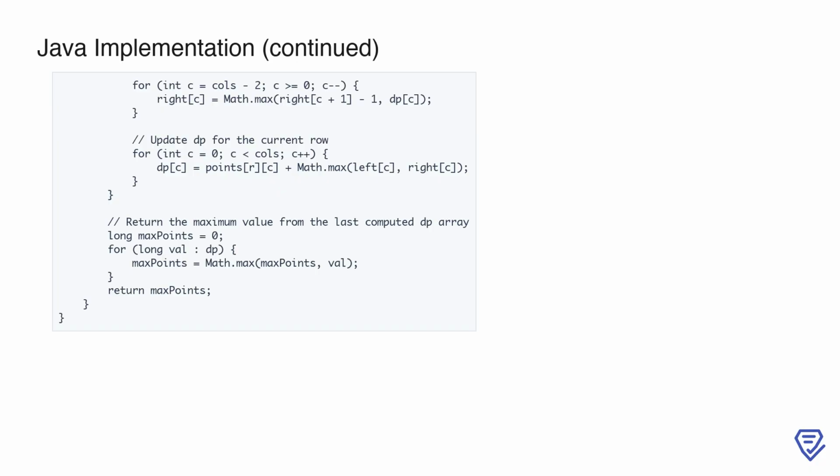Once all rows are processed, the maximum value in the DP array represents the highest number of points achievable. We iterate through the final DP array to find and return this maximum value, completing the implementation of the solution.